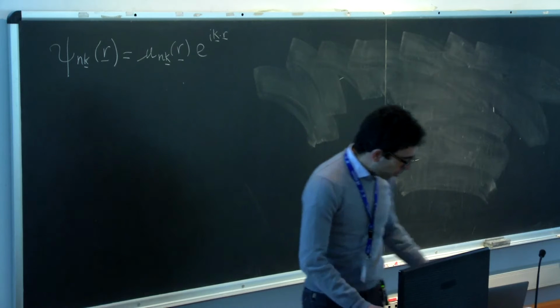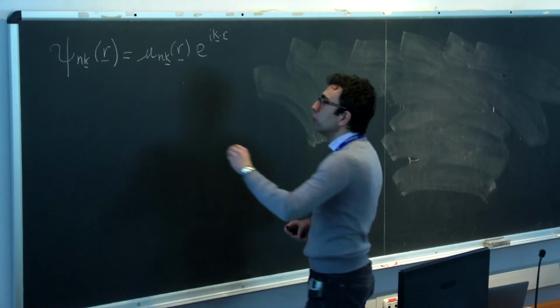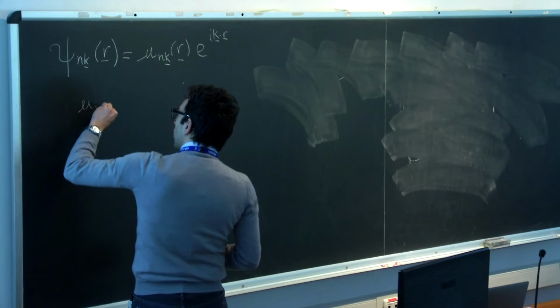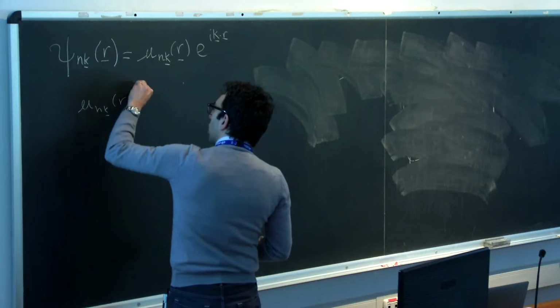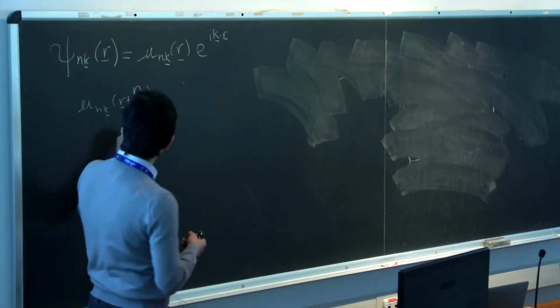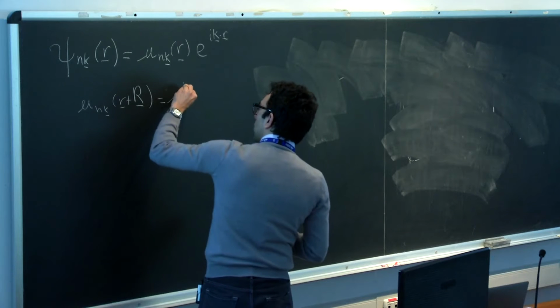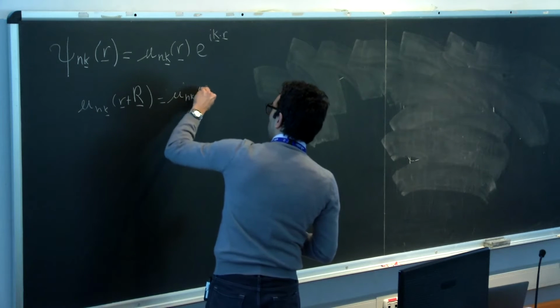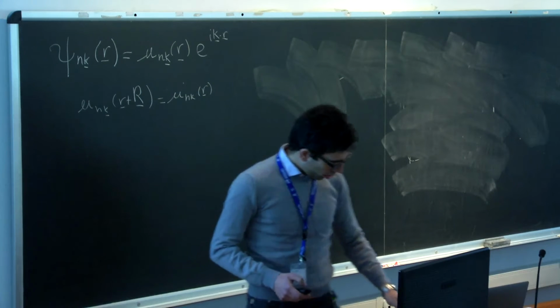And where u is really periodic, which means that if you have u_nk at a point r plus capital R, where capital R is a lattice vector, a periodicity vector, this is the same as u_nk of r.